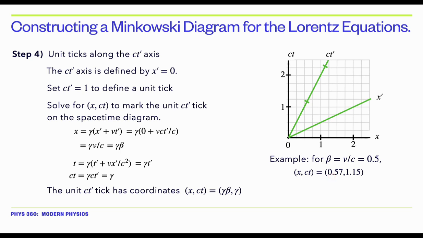When x is equal to 0.57, that's going to be right in here someplace, and ct is 1.15, so it's right in there. So that's the unit tick. To find out where 2 is, where ct prime equals 2, you just double it going up the ct prime axis. Okay, so now we've defined the ct prime axis, and we know what the unit tick marks are.